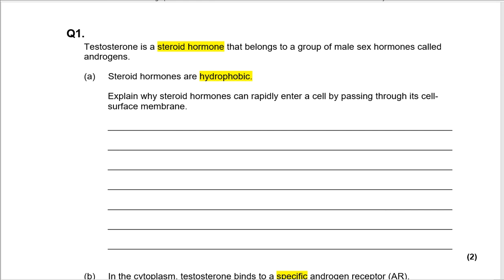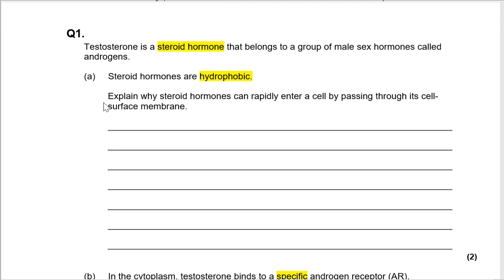Question number 1. Testosterone is a steroid hormone and it belongs to a group of male sex hormones called androgens. Testosterone hormones are hydrophobic. Explain why steroid hormones can rapidly enter a cell by passing through its cell surface membrane.